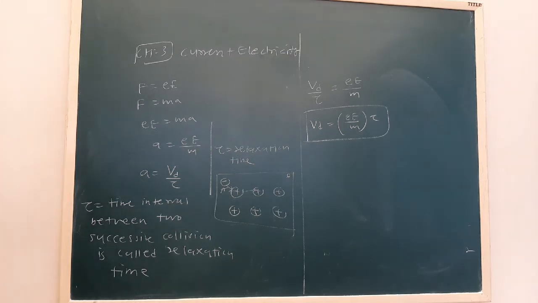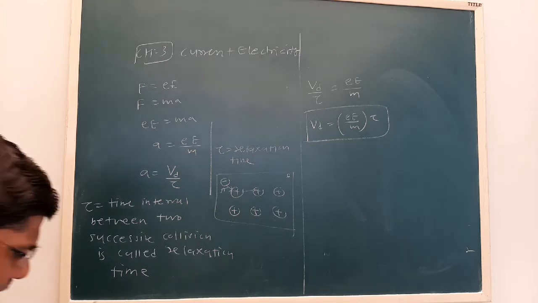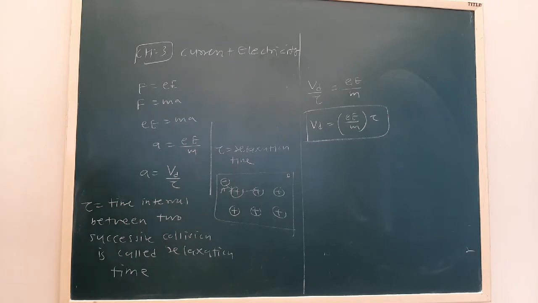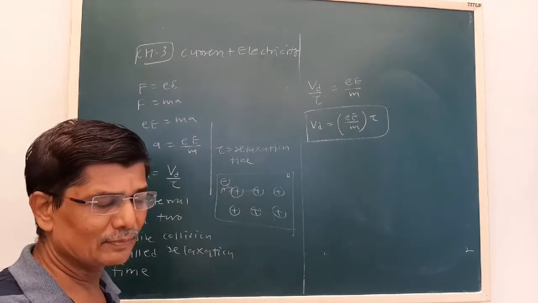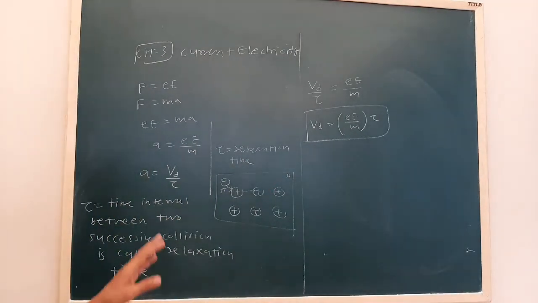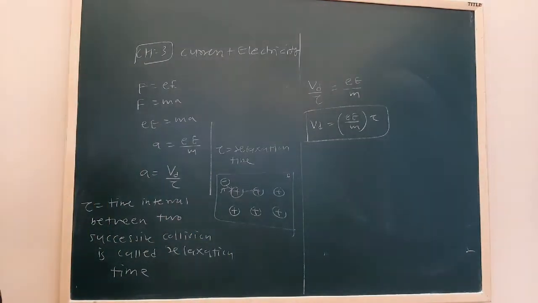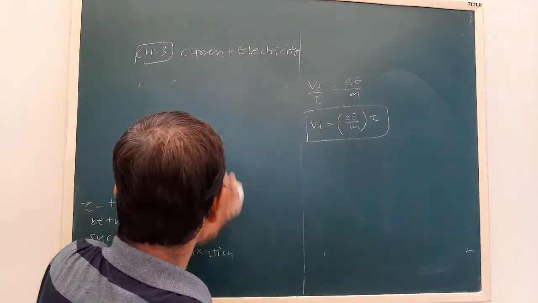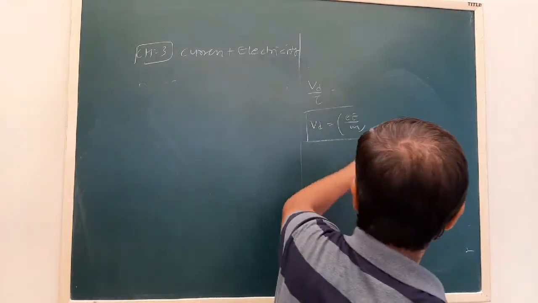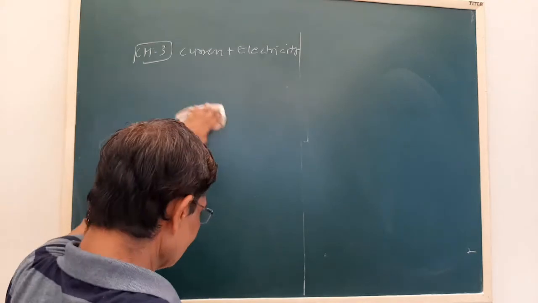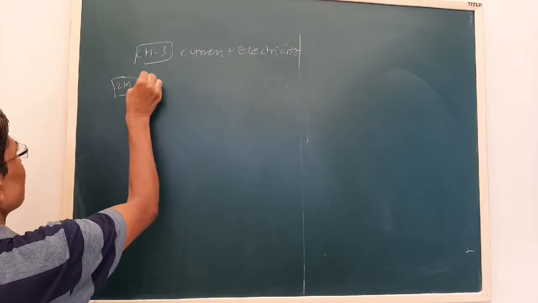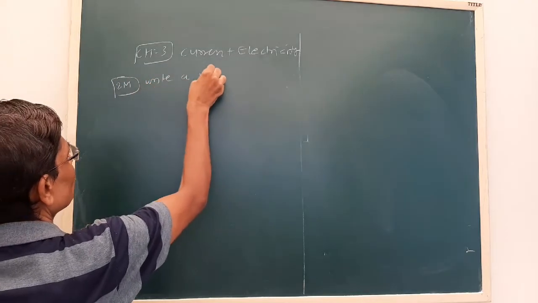Next we have to see about the mobility. Now we have seen that when the conductor is placed in an external electric field, the charges or electrons experience a force and have accelerated motion. So that will help us to know more about the mobility. Now this again can be asked in a 2 marks question: write a note on mobility.